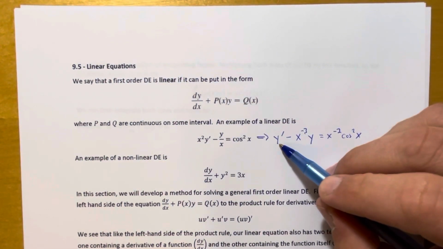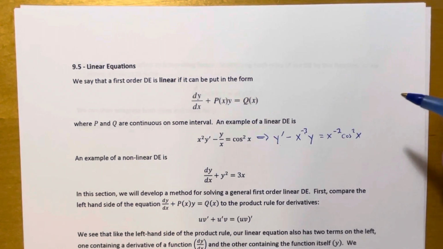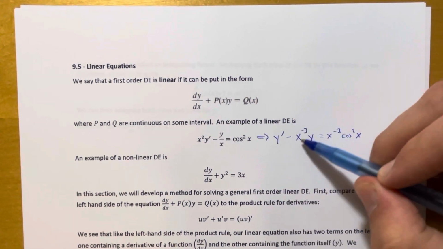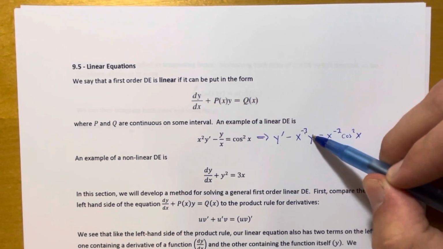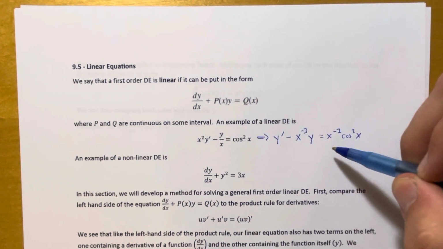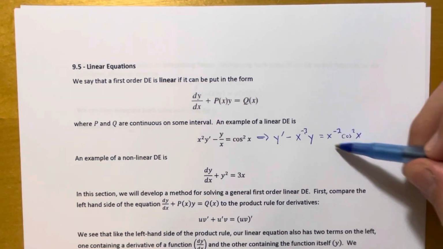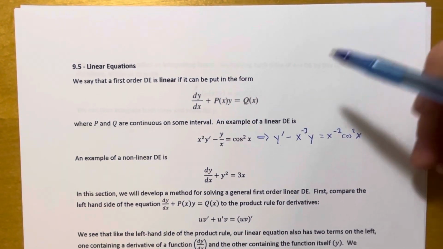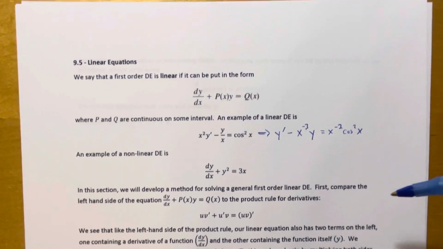So notice I have dy/dx, or just y prime, same thing, plus some function of x, so that's negative x to the negative 3rd power, that's what I'm thinking of as p of x, times y equals some other function, which I'm thinking of as q of x. This is linear because this can be put into that form.